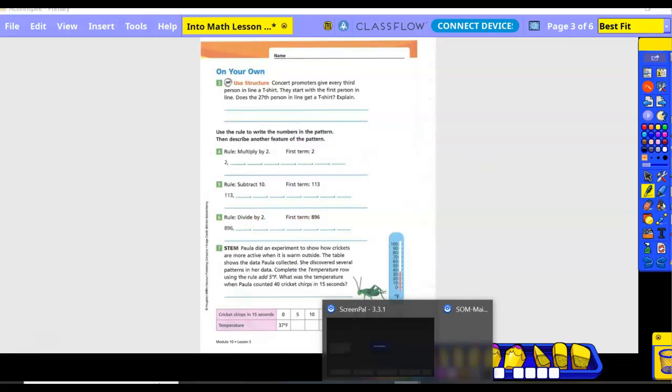On your own, number 3, use structure. Concert promoters give every third person in line a t-shirt. They start with the first person in line. Does the 27th person in line get a t-shirt? So we're going to put yes or no because. Okay, and then where would we start, guys? What did they say? Every third person and then the 27th person.